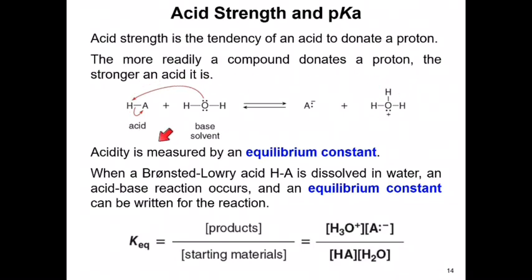And so you have the starting materials on the left-hand side of this equilibrium equation, and you have the products on the right-hand side. So whenever you're coming up with an equilibrium constant equation like Keq here, the concentration of the products is usually in the numerator, whereas the concentration of the starting materials are in the denominator. And so here you have the concentration of the hydronium ion times the concentration of the conjugate base, divided by the concentration of the acid times the concentration of the solvent. And again, this is all at equilibrium.